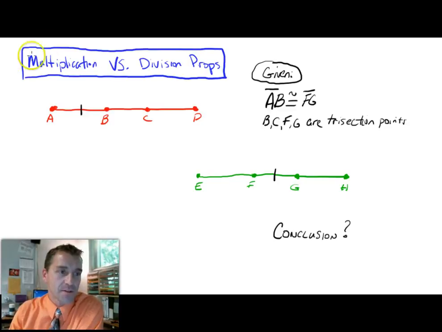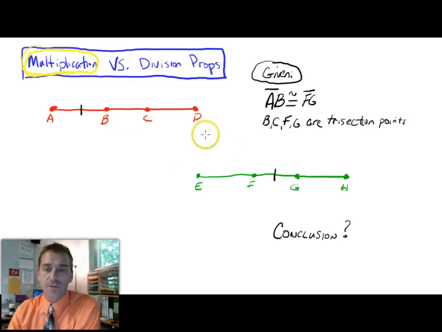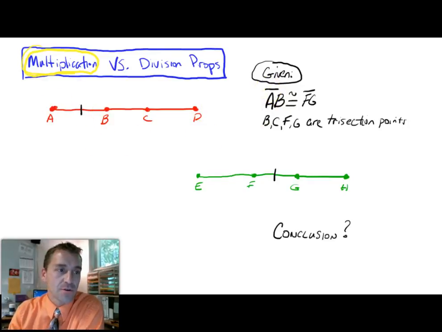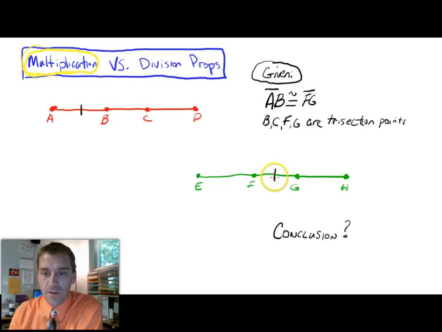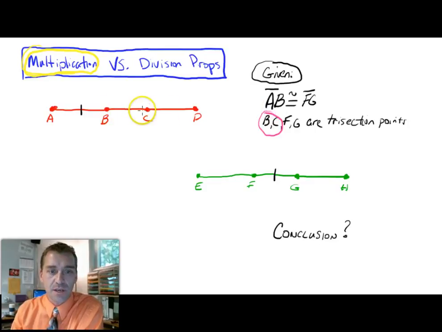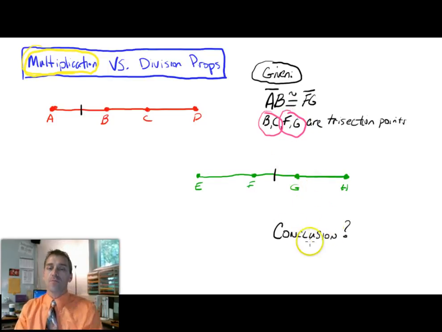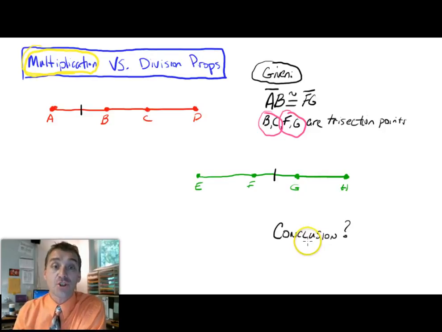Okay, let's talk about the multiplication property with this example of how it all flies. Write this example in your foldable, so you probably have to pause it. Here's what's given: segment AB, this little guy right there, is congruent to segment FG, the one in the middle. I'm also given that points B and C are trisection points of the bigger segment, so think about what that means. Points F and G are also trisection points of this bigger segment. The question, down here to the bottom right, is what could I conclude if this is all true?